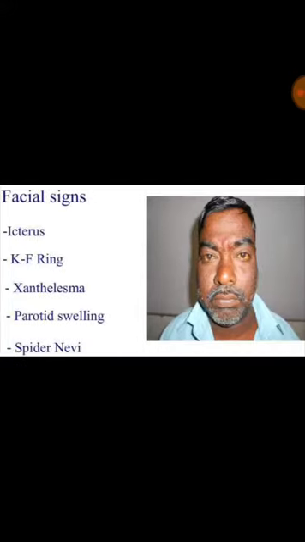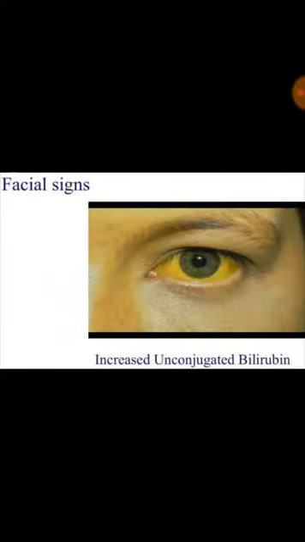So, the clinical signs, starting with the facial signs. They are icterus, KF ring, xanthelasma, parotid swelling and spider nevi or spider angioma. Discussing them one by one, icterus is one of the very important signs of liver failure. It occurs due to inability of the liver to convert unconjugated bilirubin to conjugated. This results in increased unconjugated bilirubin, causing jaundice, which is visible as icterus in the upper bulbar conjunctiva.